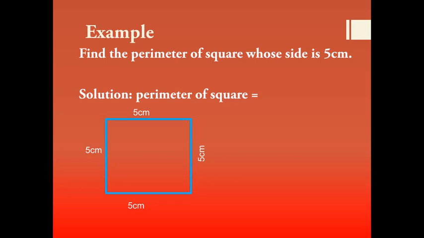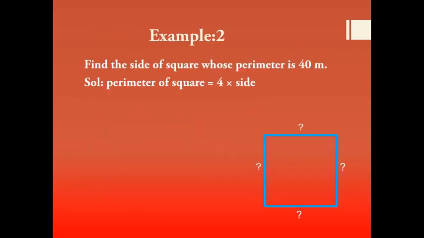Let's take an example. Find the perimeter of a square whose side is 5 centimeter. Solution. Perimeter of a square is equal to 4 into side. So 4 into 5 centimeter. 4 fives are 20, which is equal to 20 centimeter. So perimeter of this square is 20 centimeter.